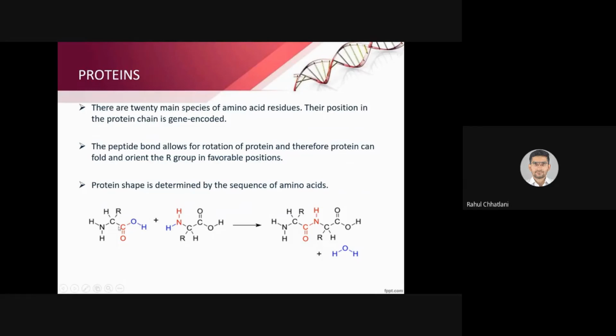You can see the CO and NH groups uniting, and H2O is removed. If H2O is removed, which type of reaction is this? Oxidation or reduction, or some other type of reaction? If the OH group is removed, which type of reaction is it? Oxidation, reduction, we have already discussed.